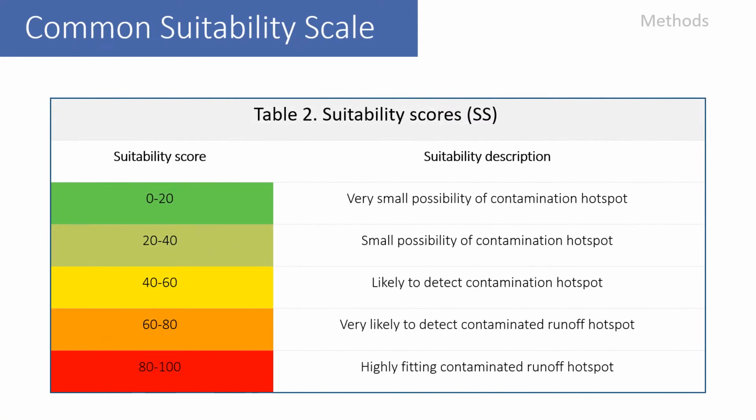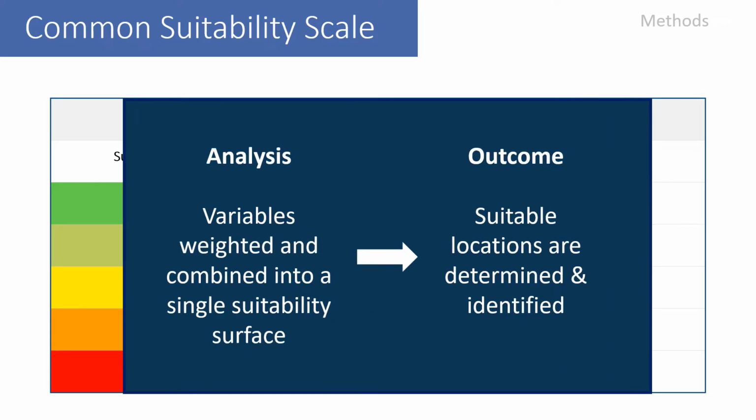The derived data was then transformed to a common suitability scale by assigning each cell in the surface a suitability score between 0 and 100, which can be seen in Table 2. The transformed data, which represents the model criteria, is then weighted and combined into a single suitability surface that meets the model's goal. The suitable locations are then determined, which is the outcome of the model.